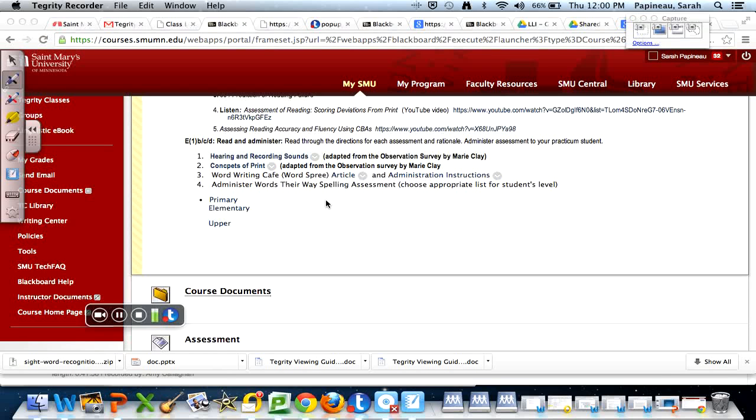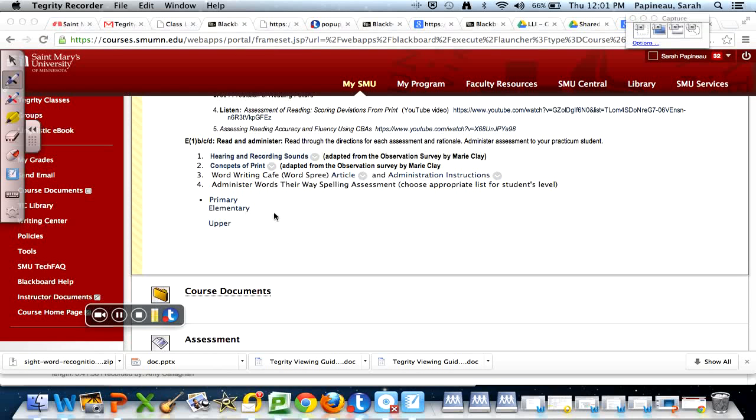And then the final one that you'll be administering prior to the QRI. There's also a writing one, but we'll go over that in a minute. But this is the Words Their Way spelling assessment. And this is a spelling test for the most part. You're going to be giving them 25 to 32 words depending on the list you choose. We have primary, elementary, and upper.